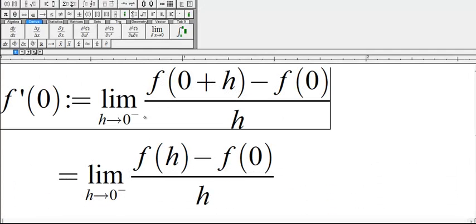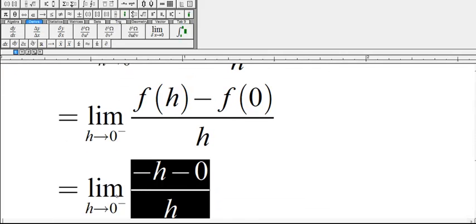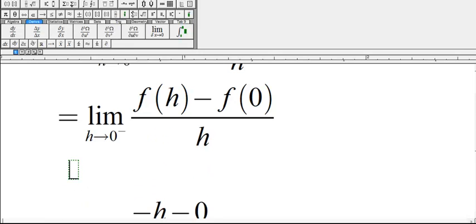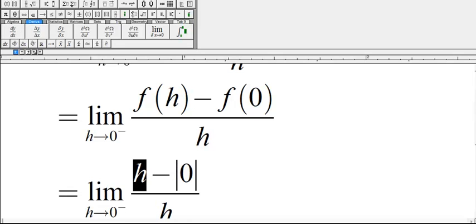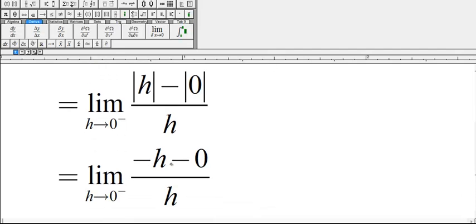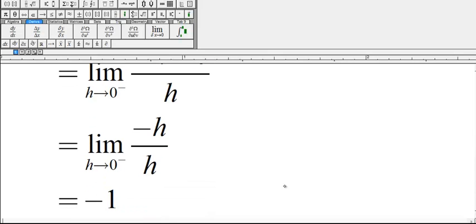Now, what if we take the limit from the left? We have f of 0 plus h minus f of 0. 0 plus h again is h. So this looks just like before. Both of these again should be absolute values, because that's what the function is. But when h is a negative number, h is to the left of 0, the absolute value of h is the opposite of h. And so this becomes minus h over h, which is negative 1, and that limit is negative 1.